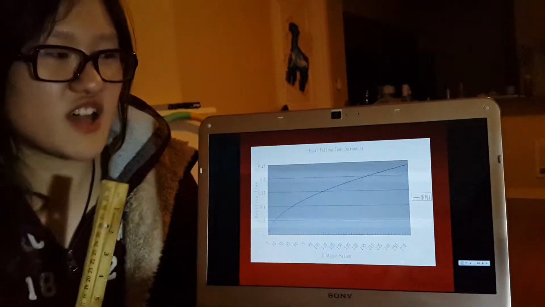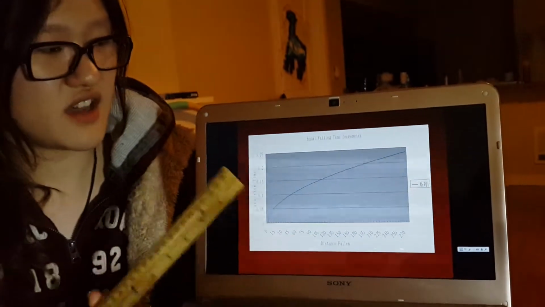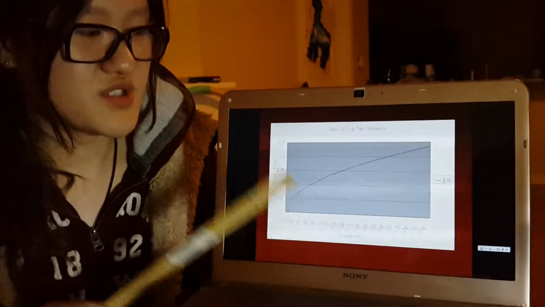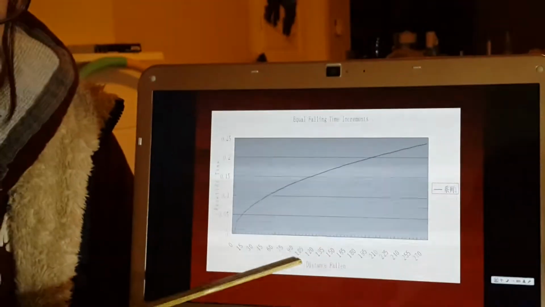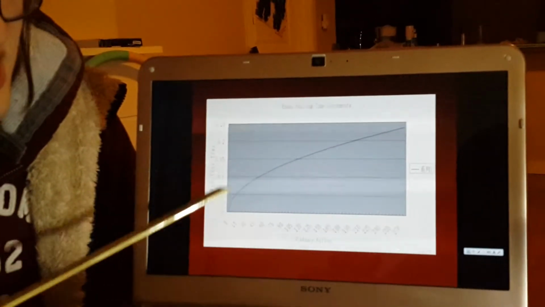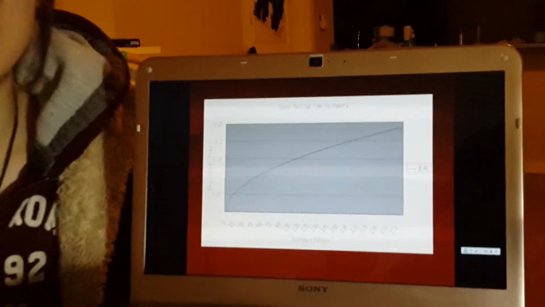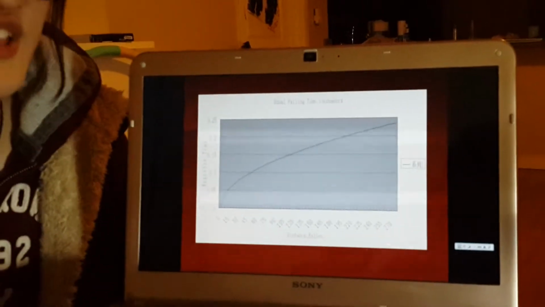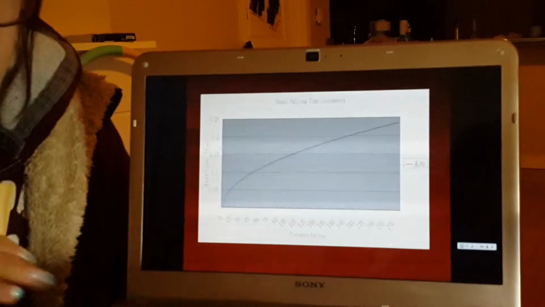After the calculations, I got a chart that looks like this, which is also a curved line. As the distance gets bigger and bigger, the increase of the reaction time gets smaller and smaller. So it cannot be a straight line, it is a curved line.